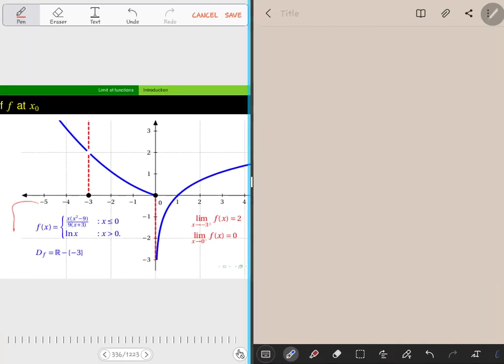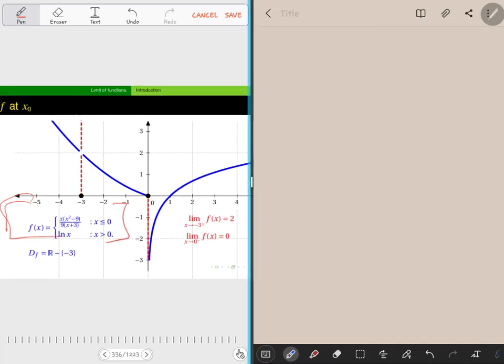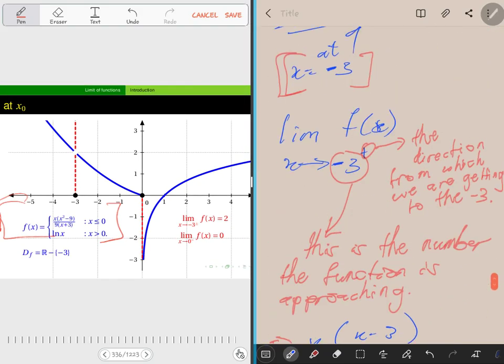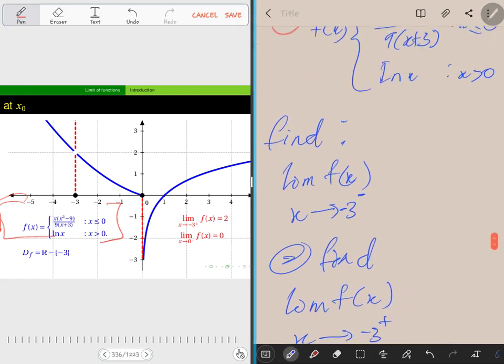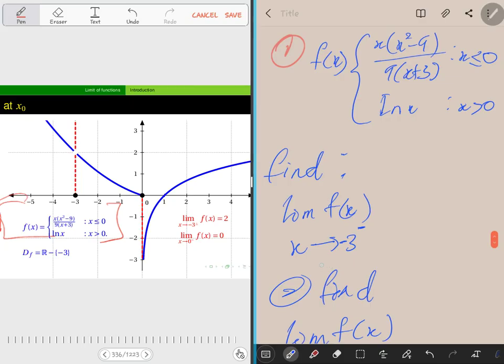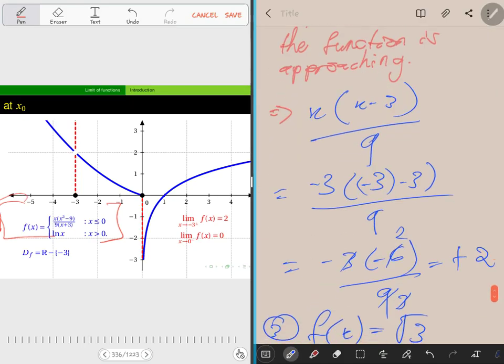Alright, so this is the question. The first question was we should find the limit. To find the limit, there's the function. So we find the limit as x approaching negative 3 from the left side, right?